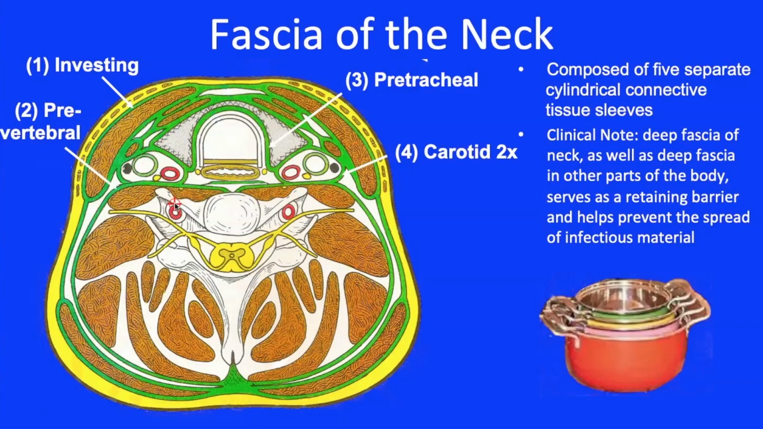The deep fascia of the neck, as well as deep fascia in other parts of the body, serves as the retaining barrier and helps prevent the spread of infectious material throughout the body. Take a look at the prevertebral fascia and note that there is a gap anterior to the vertebral body.